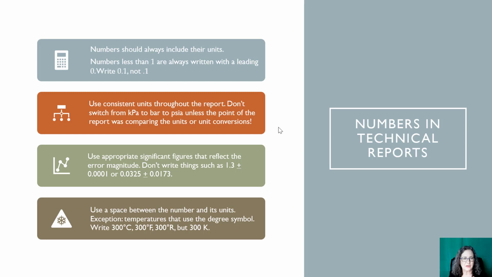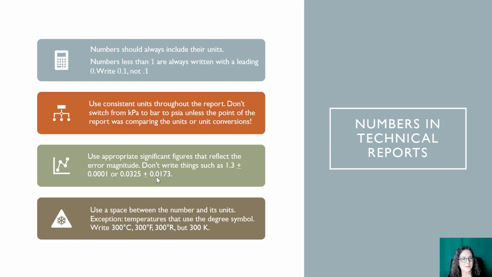Pay attention to your significant figures. The significant figures should reflect the appropriate error magnitude. Okay? So I've got a couple of bad examples here. 1.3 plus or minus 0.0001. If you really think that you have 4 decimals before you have your error, then that number here needed to include 4 decimals. Okay? The place of your error needs to match the place of the value. And here, now, those both match. They both are showing 4 decimals, 3 sig figs.